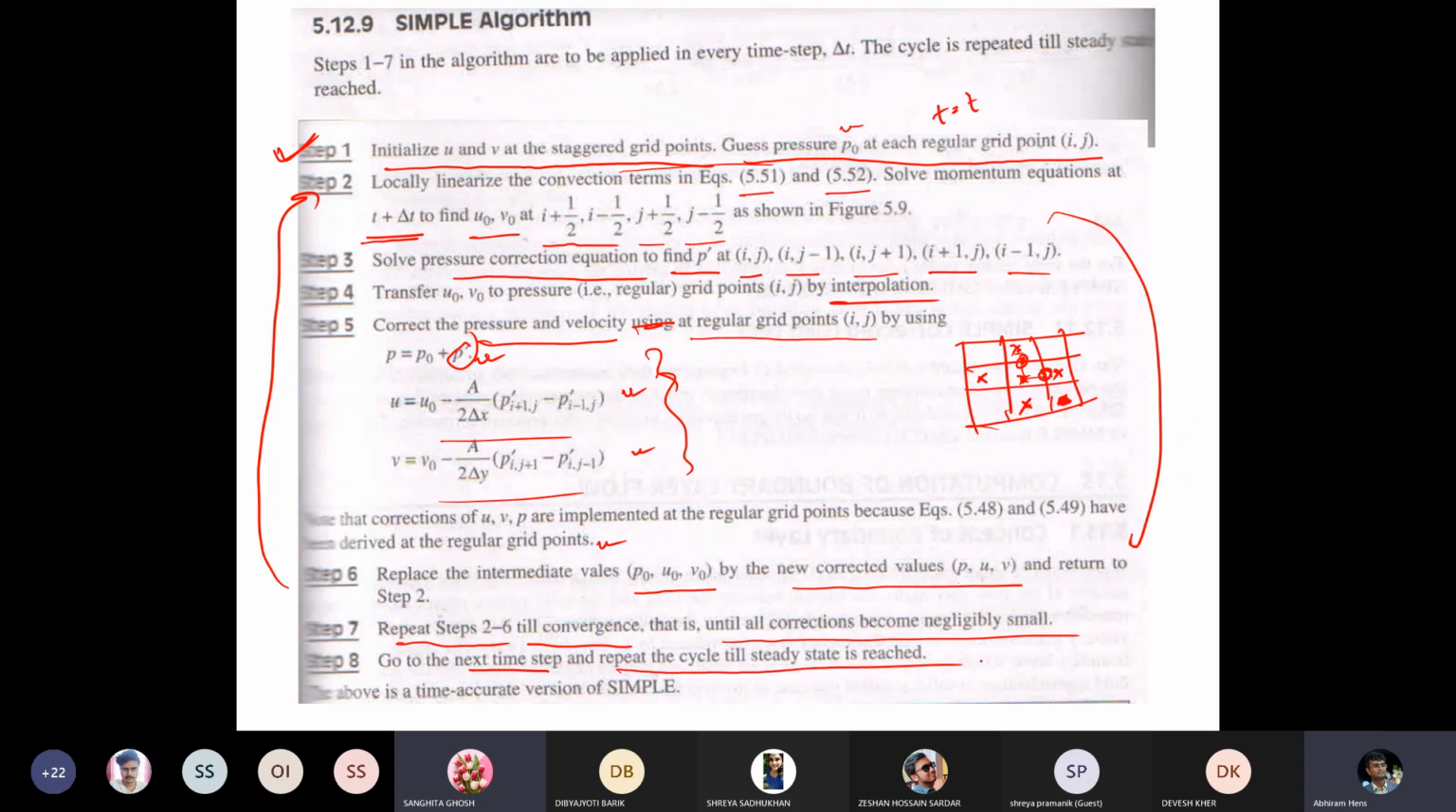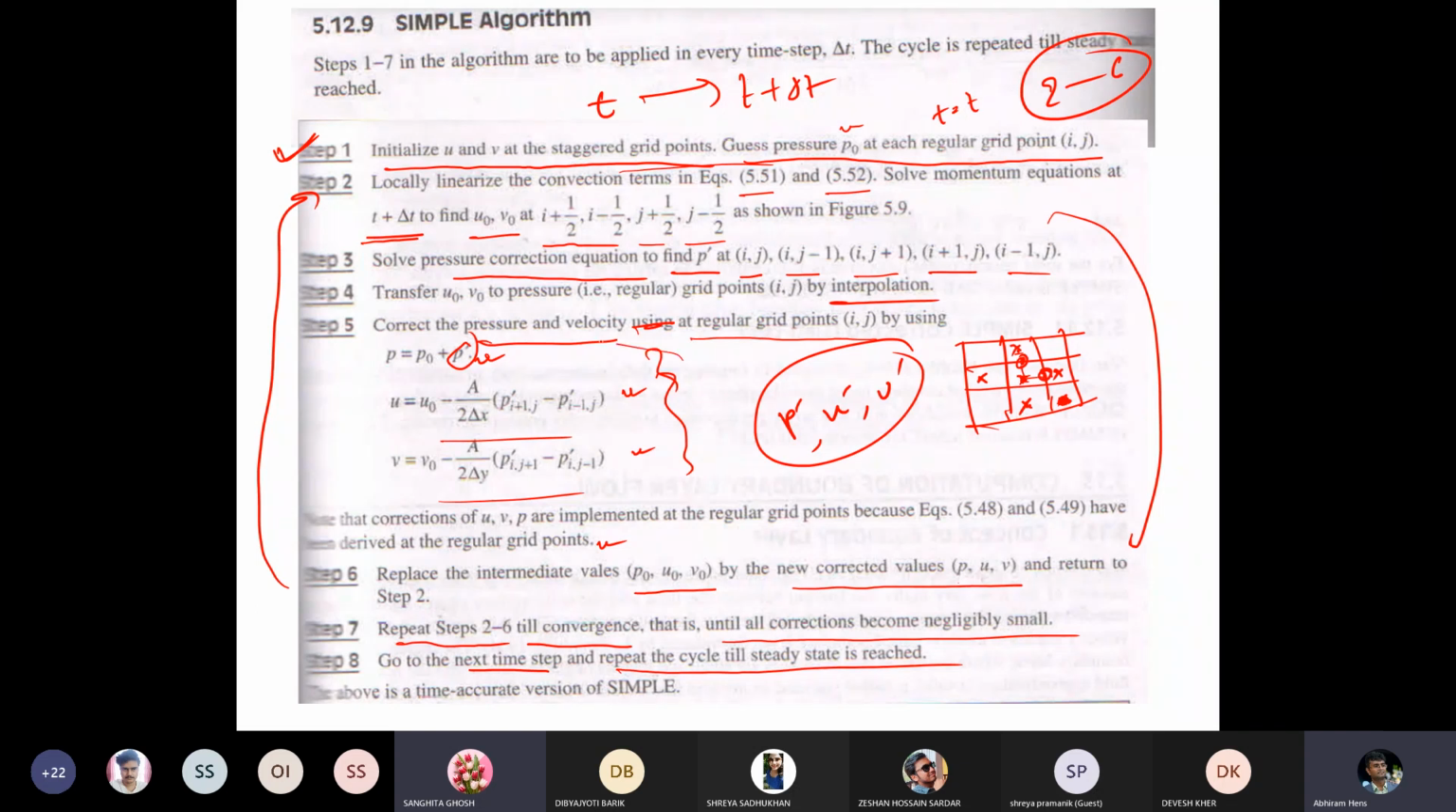Okay, so this is for each time step. For moving from t to t plus delta t, you need to move through steps 2 to 6 a number of times until this p dot, u dot and v dot correction term becomes very small. When this becomes very small, that means your calculated value is almost equal to your estimated value. Then you can go to the next time step. And that's how step by step the simulation will go on.